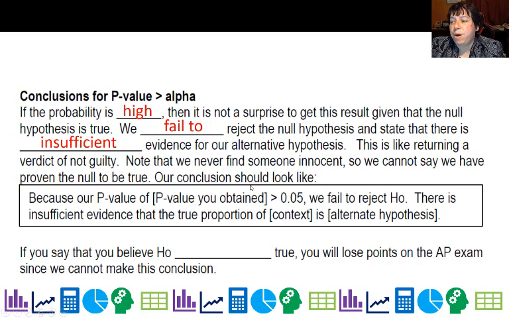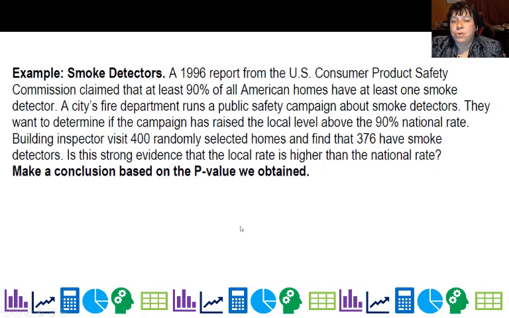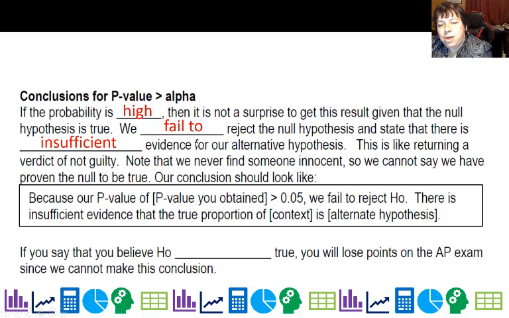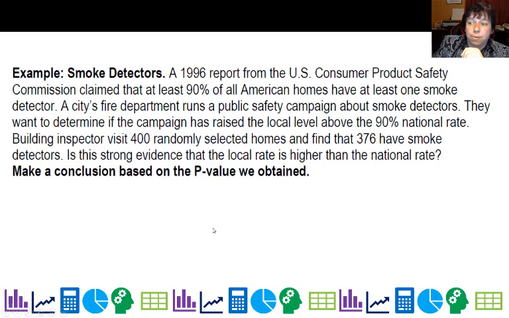Because our p-value of whatever it is is greater than 0.05, we fail to reject H naught. There is insufficient evidence that the true proportion of whatever it is is greater than or not equal to or less than. Now, you do not say, whoop, I thought I had it there. If you say that you believe H naught is true, by the way, you will lose points on the AP exam since we cannot make the conclusion. We can never prove innocence. We can never prove the null.